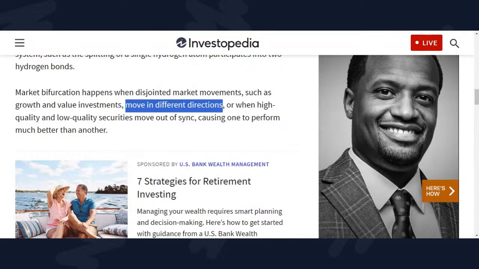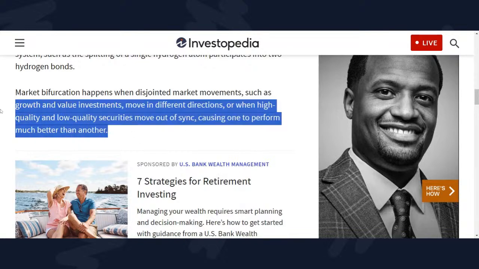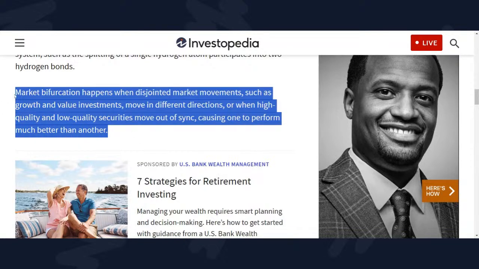Okay. Or when high quality and low quality securities move out of sync, causing one to perform much better than the other. So we have a situation where people are believing and having faith in the Federal Reserve and how it runs its system. And so it's having more faith in the US dollar. Okay. And you're not even organized under the laws of the United States, and you have no communication with the Federal Reserve. So you're giving all credit to the Federal Reserve and have done nothing for it. Great job.